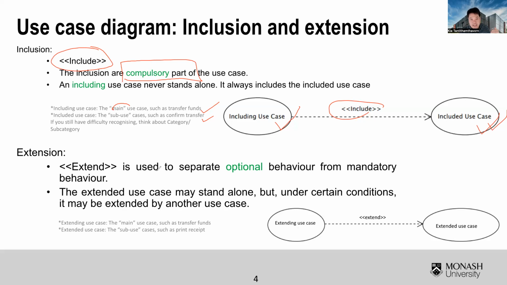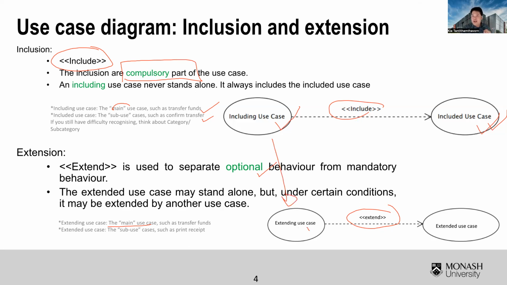But when we talk about extend, it is used for optional behavior. It can exist or it cannot exist. It can behave or it cannot behave, it really depends. The extended use case may be standalone, but under certain conditions, it may be extended by another use case. So we use this annotation, this syntax here, extend. Let's take a look at an example. The main use case, let's say we're going to do following this one.